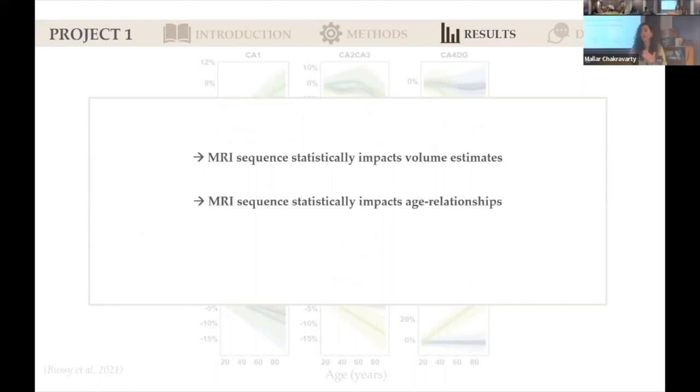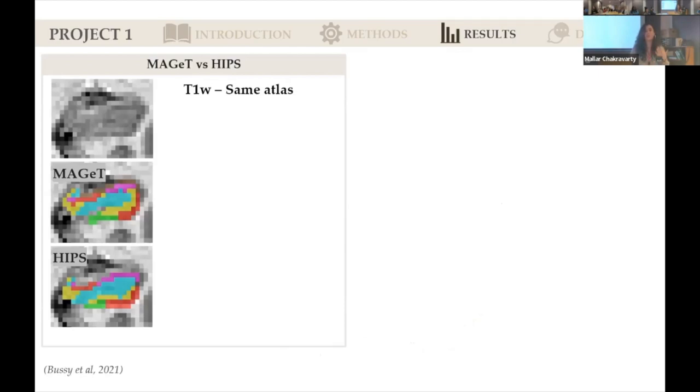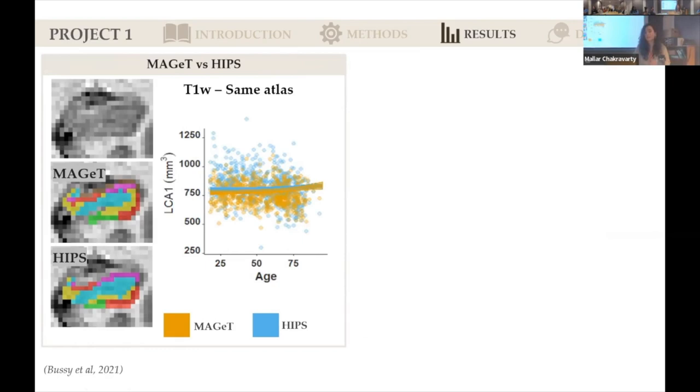The next thing we wanted to test was to double check if that could be due to our segmentation method. In order to do that, we compared our MAGeT Brain outputs with HIPS, which is another technique to segment the hippocampus. The characteristic of HIPS is that it uses the same definition as we do, so the only thing that differs was really the segmentation protocol per se. We tested if we had a different age trajectory, and that was not the case, which was a good indicator that MAGeT was performing consistently with other techniques, at least for the T1-weighted scans.